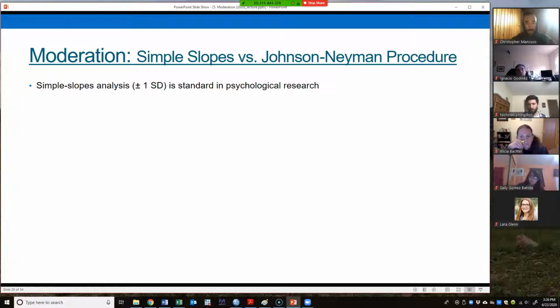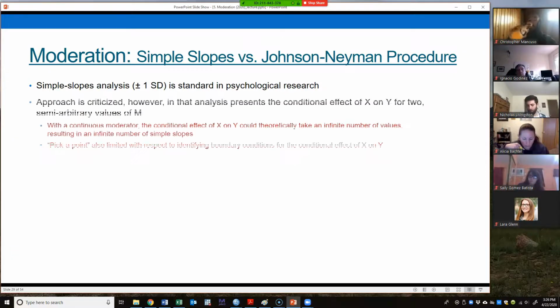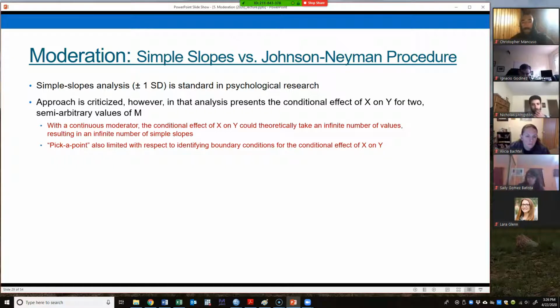It's a high level, it's a low level, but it's at a level which is going to be represented in your sample, things along these lines, right? But you will see people criticize a simple slopes method, or people will call this a pick-a-point method, because what you're doing is your analysis is just presenting the conditional effect of x on y for just two and arguably semi-arbitrary values of your moderator, okay?